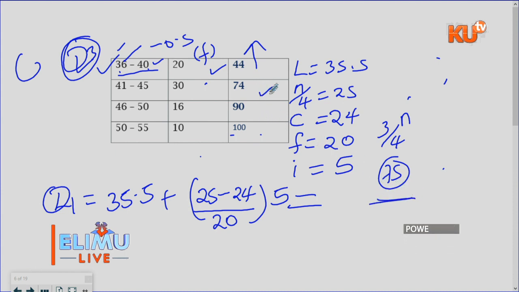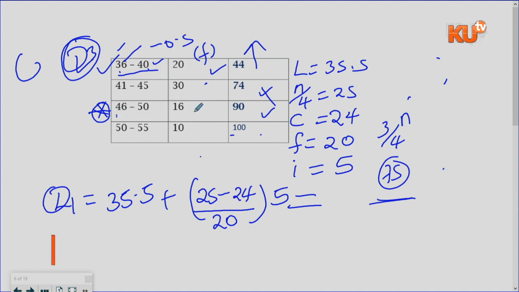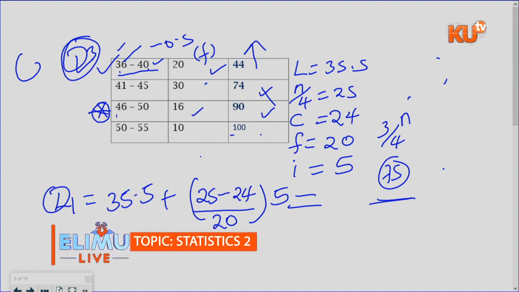So we have 74 and we have 90. This one is closest but less. So we take 90. Then we go back here. So we identify this as our upper quartile class. So it lies in this class. So you have your lower quartile, your lower class boundary, you can get from there. Your frequency is here, C is 74.